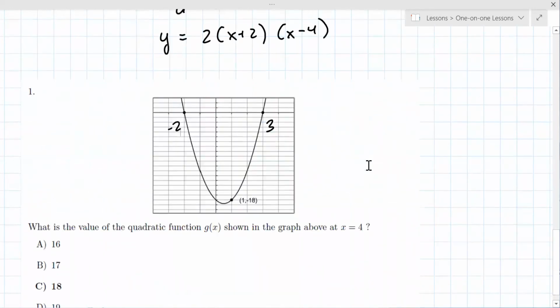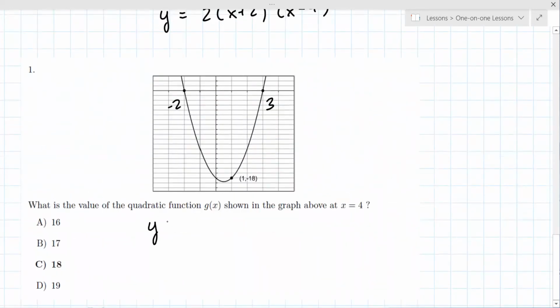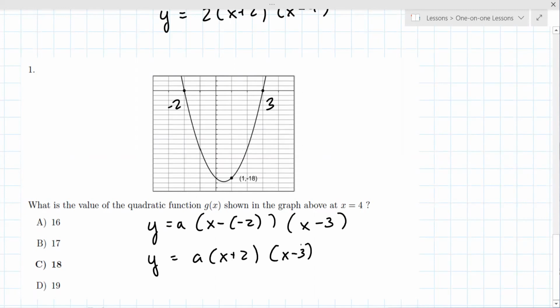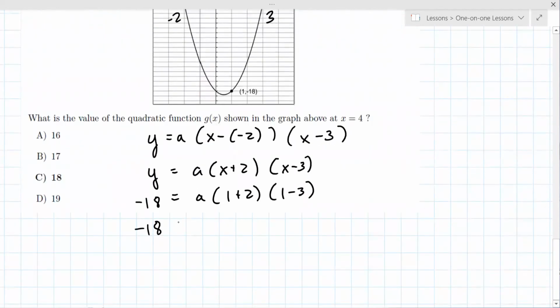Okay. So all kinds of mistakes here, but this is x minus a -2, and then x minus 3. So that's y equals a, x plus 2, x minus 3. So we have this point, -18 equals a, 1 plus 2, 1 minus 3. So we end up getting -18 equals a times 3 times -2. -18 equals -6a. A equals 3.